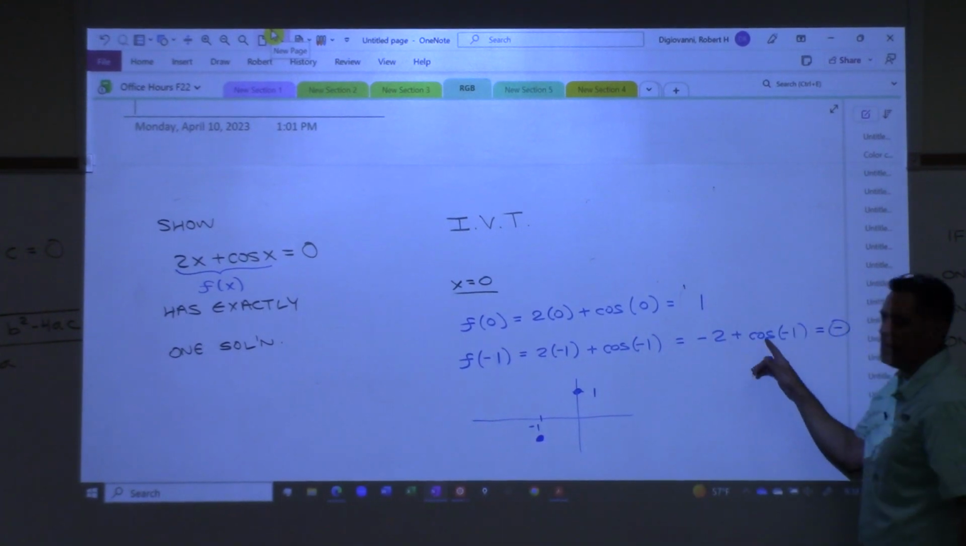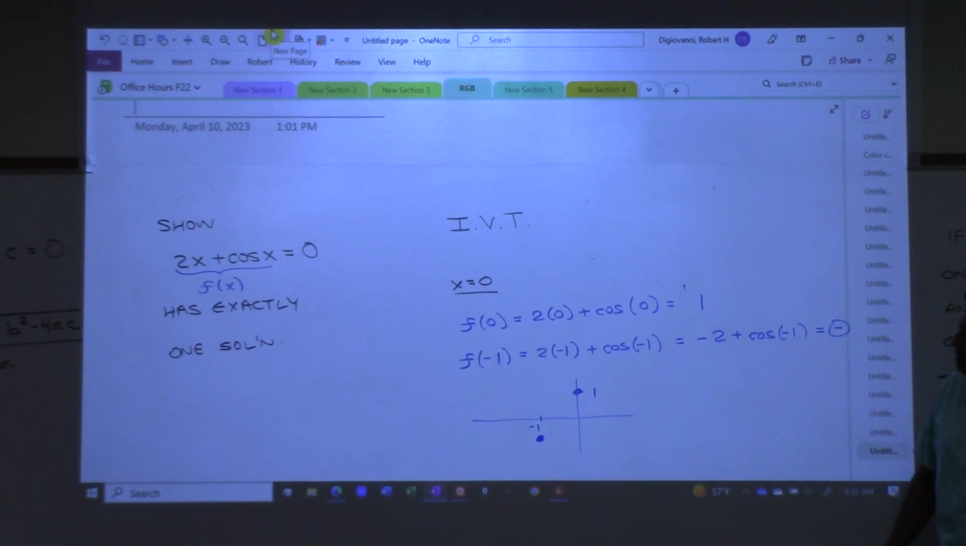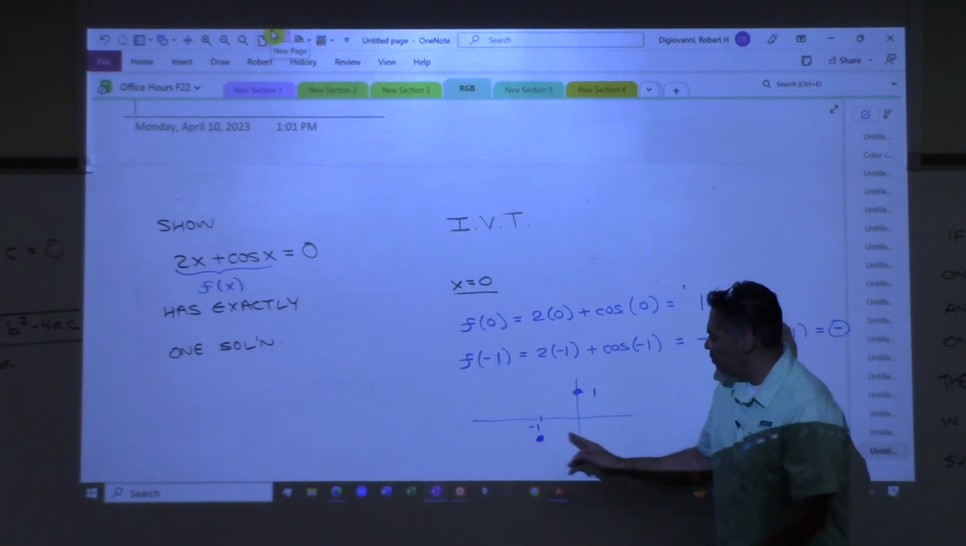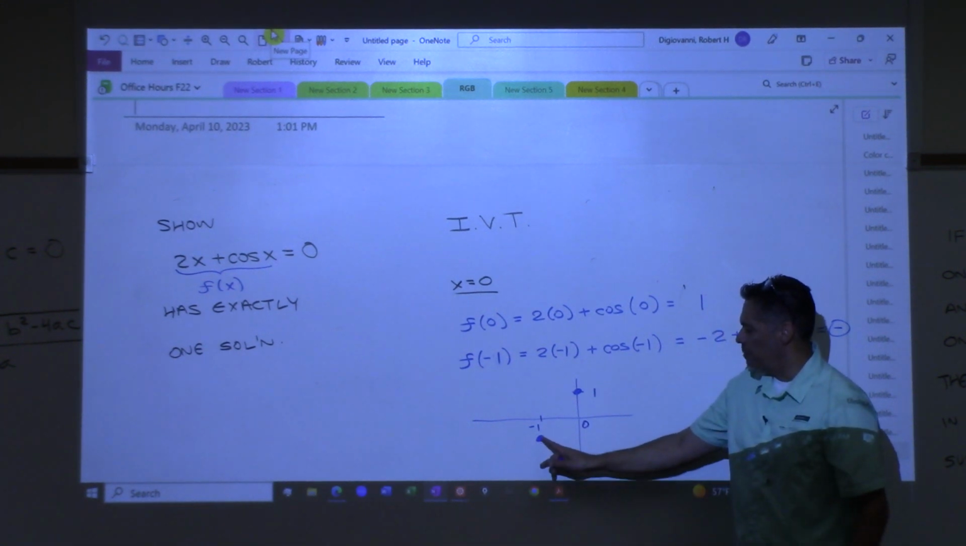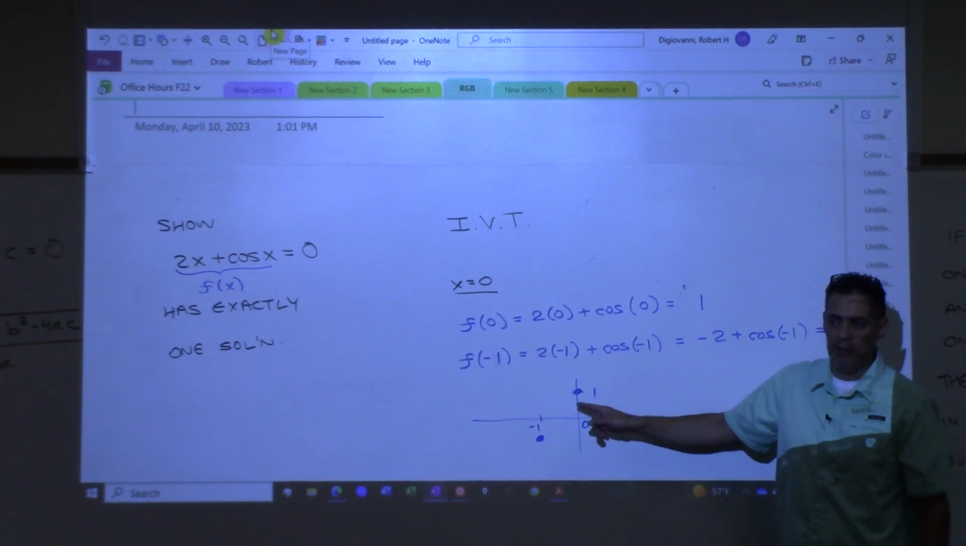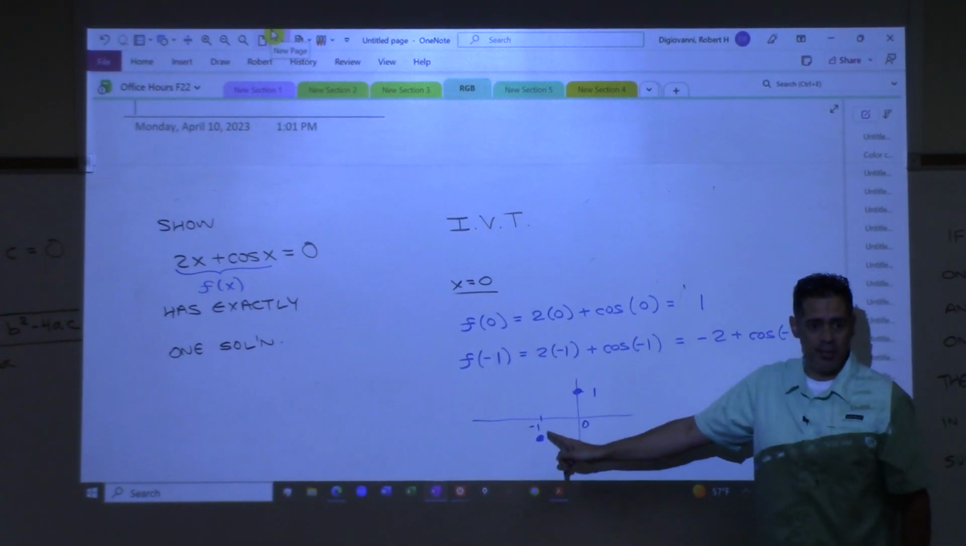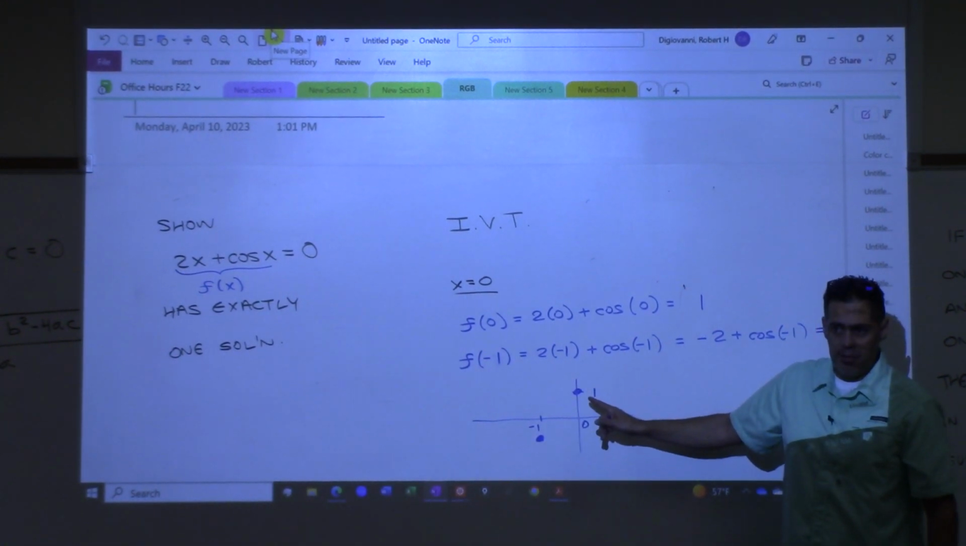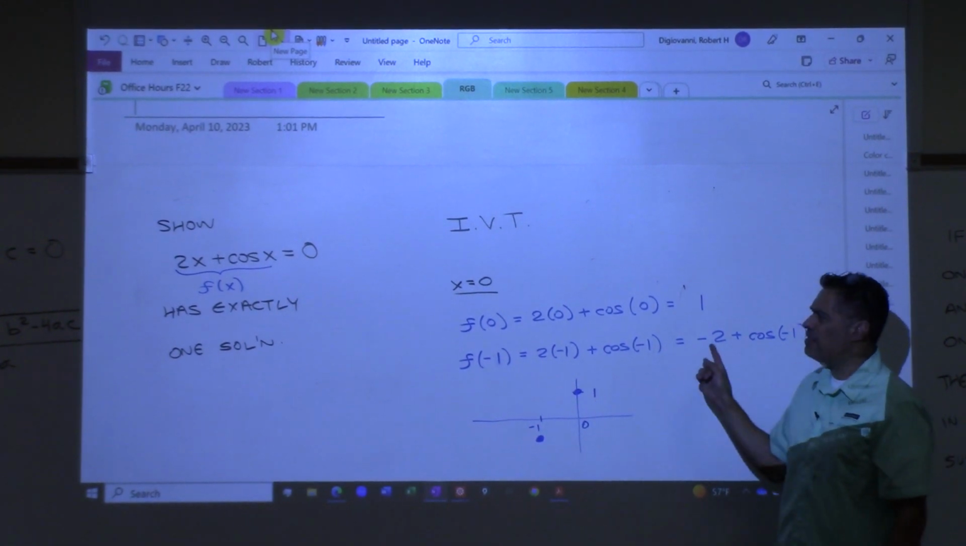I could have got my calculator out and figured this out, but I go between negative 1 and 0. What does my function do? It goes from a negative to a positive, which means it must do what? Somewhere in between there, it must cross through the x-axis, right? Yes? You don't follow? So this is the intermediate value theorem.